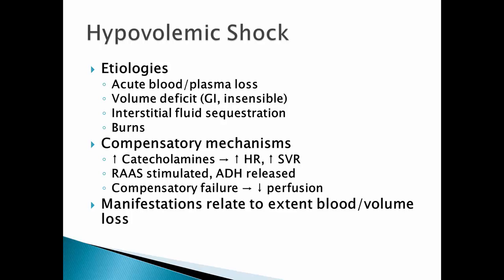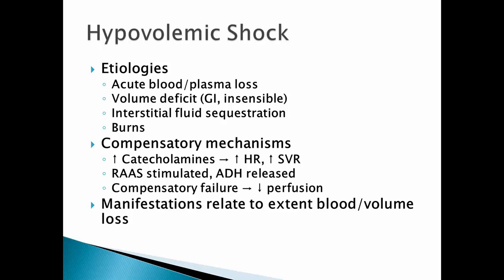Now, we do, of course, try to compensate for this. And so when we try to compensate for this, that's going to stimulate the release of catecholamines. The catecholamines then would increase the heart rate, increase the systemic vascular resistance. Again, stimulation of the renin-angiotensin-aldosterone system and the release of ADH is important as a compensatory mechanism. But as those compensations fail, we will see a decrease in perfusion.